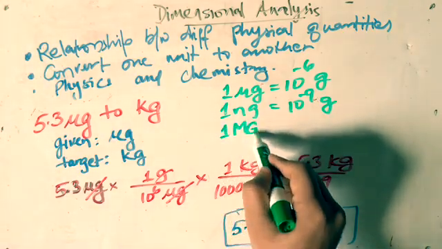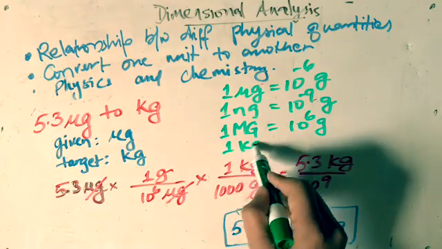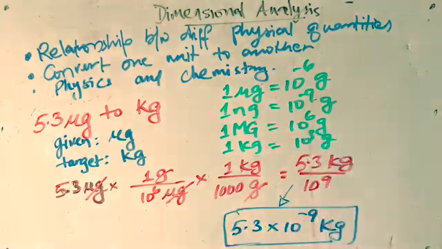1 megagram equals 10 to the power 6 grams. 1 kilogram equals 10 to the power 3 grams.